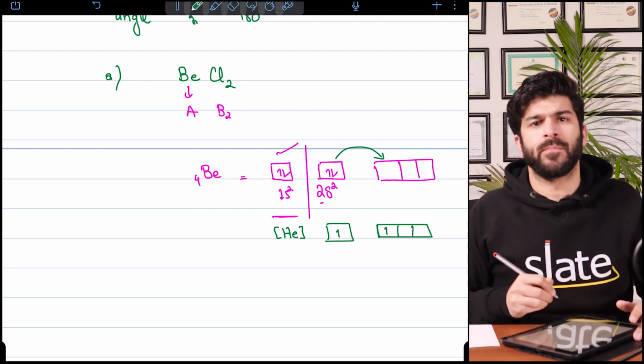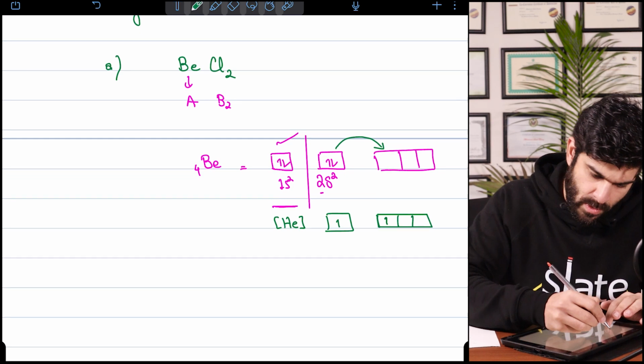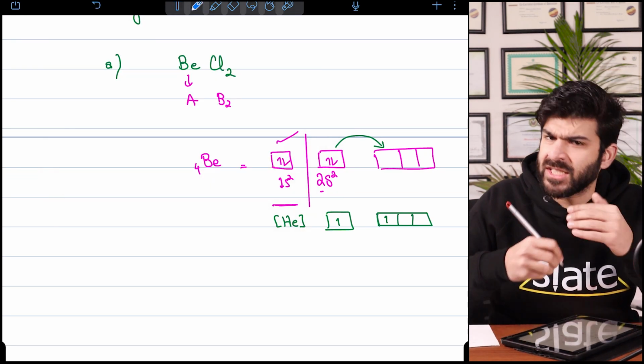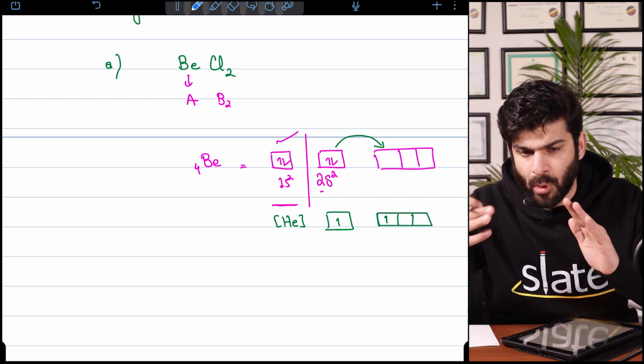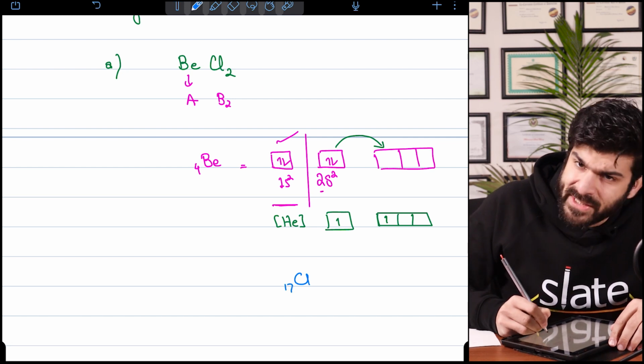And one electron here. So in this case, beryllium has a valency of 2. Simply we have chlorines. Let's just make a chlorine. We don't need to know much about the other ones, the bonded ones, but let's see. Cl. Chlorine is 17.